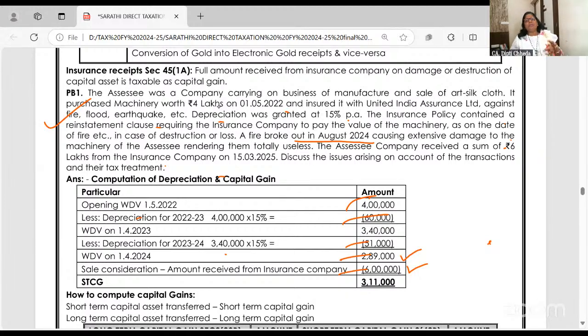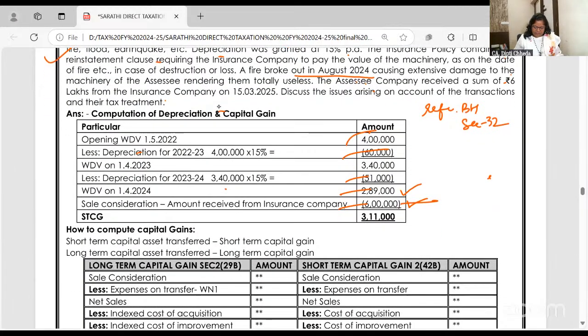Same problem and a much more in-depth problem we have done. If you want, you can write here: refer business head, section 32. Write it down and go and look there. But this was just given for practice. I want to repeat for those who have forgotten: in the year of sale, there's no depreciation. So even though you have sold in August 2024, there's not going to be any depreciation in this year.